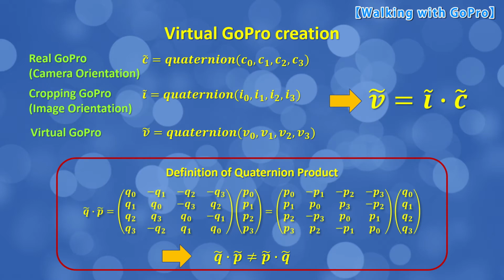Now, let me explain how to create virtual GoPro. The quaternion of virtual GoPro is given as the quaternion product of cropping GoPro and real GoPro. The quaternion product is not commutative mathematically. PQ does not always equal QP as shown in the definition. Later, I will show you the result of the reverse product on the video.